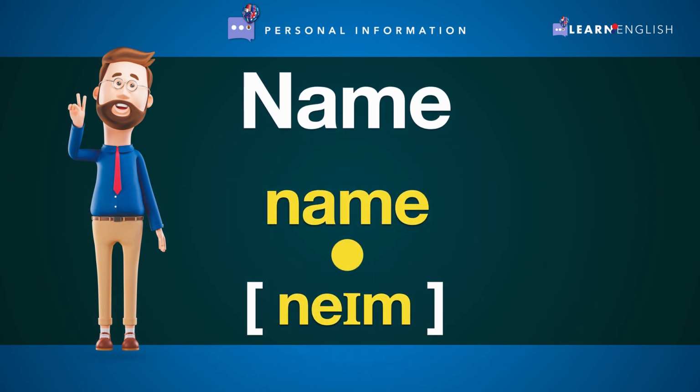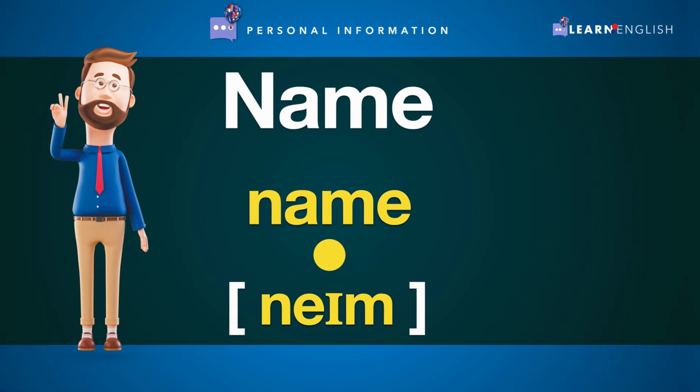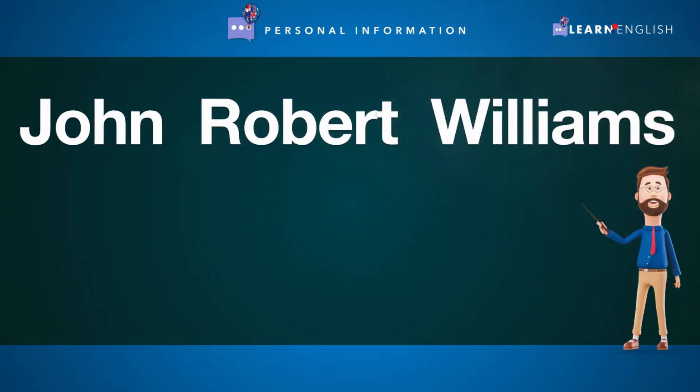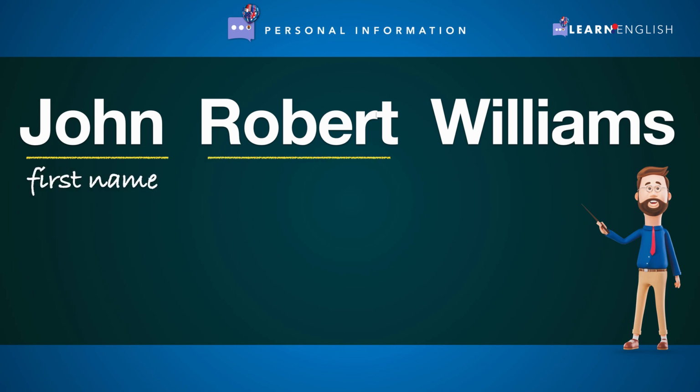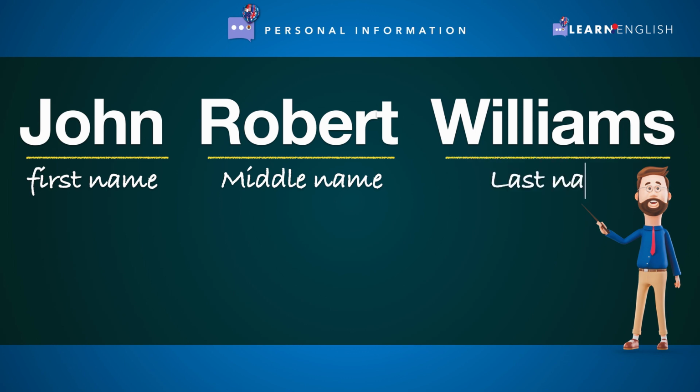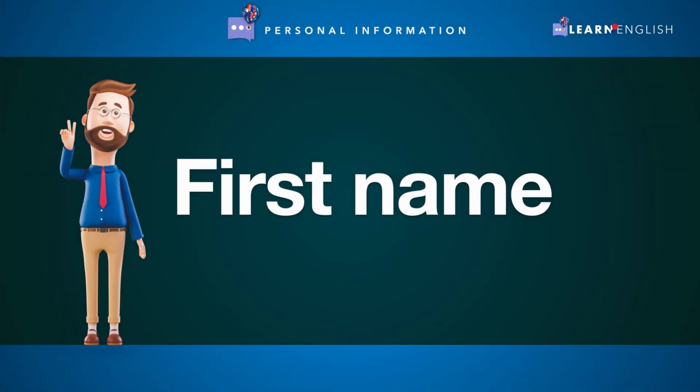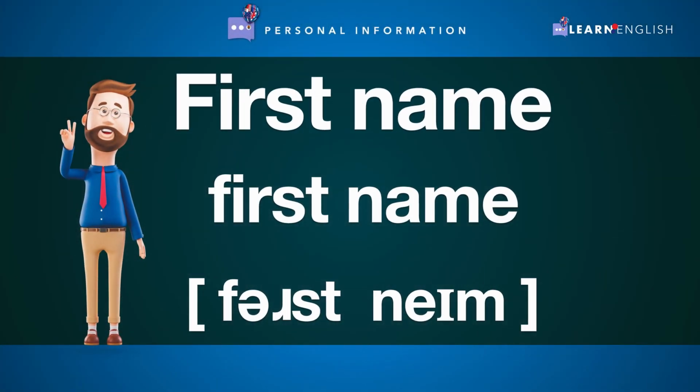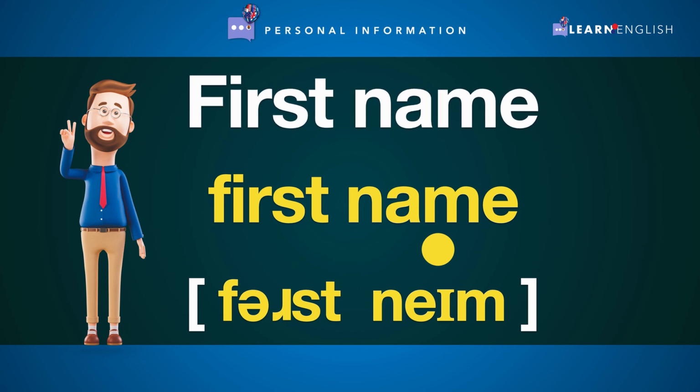Name. When we talk about a name, we can distinguish different parts in it. John is the first name. Then we have Robert, which is the middle name. And finally, Williams, which is the last name. For example, let's see the first of them. First name.